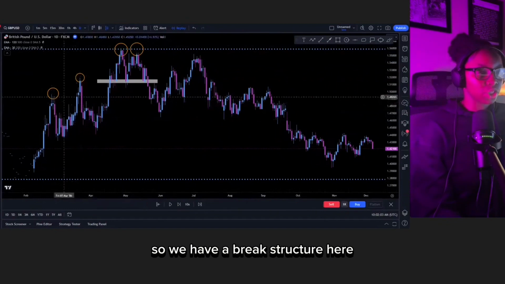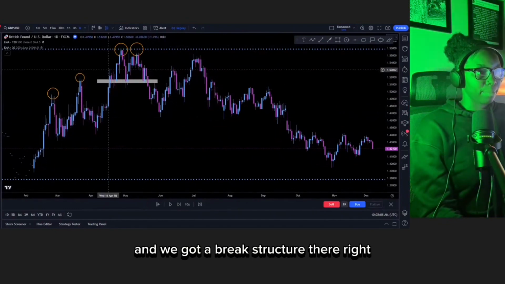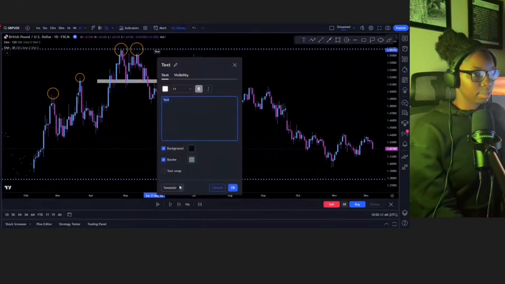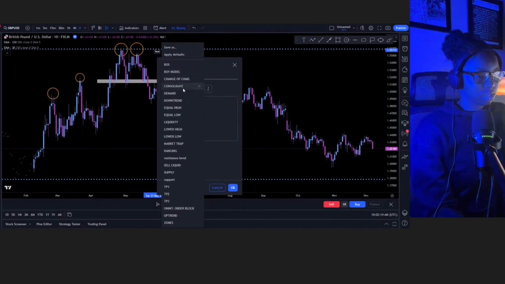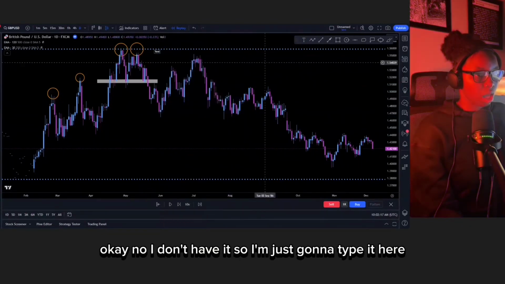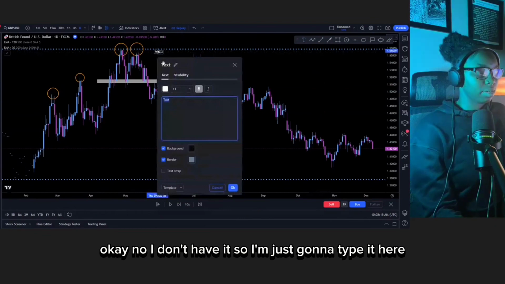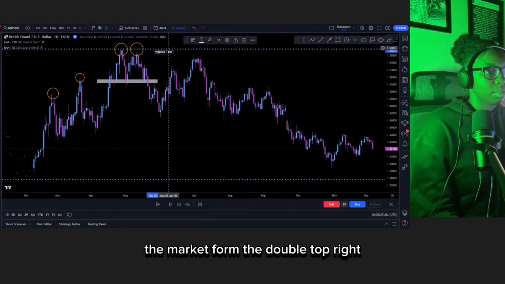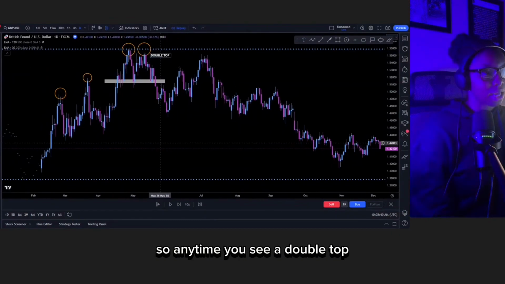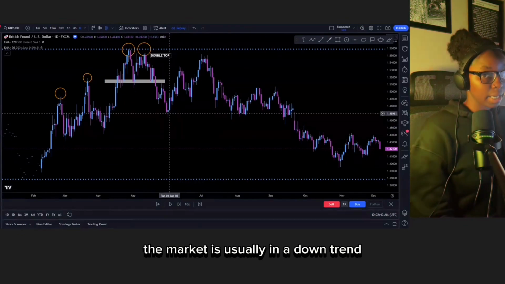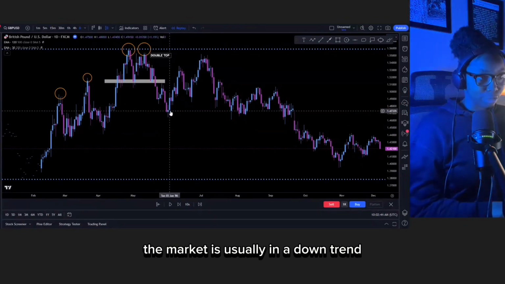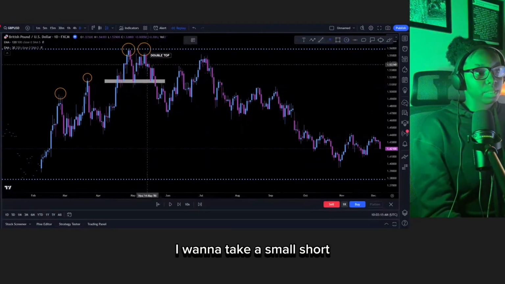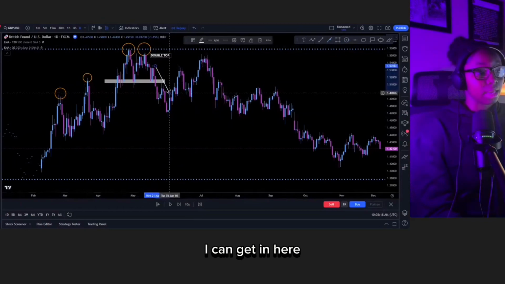So we have a breaker structure here, here, and there, right? But here we got, let me see, do I have a... okay, no, I don't have it. So I'm just going to type it here. This is a double top. The market formed a double top, right? Anytime you see a double top, the market is usually in a downtrend. Let's just say after the neckline breaks and I say, oh, I want to take a small short, I can get in here.